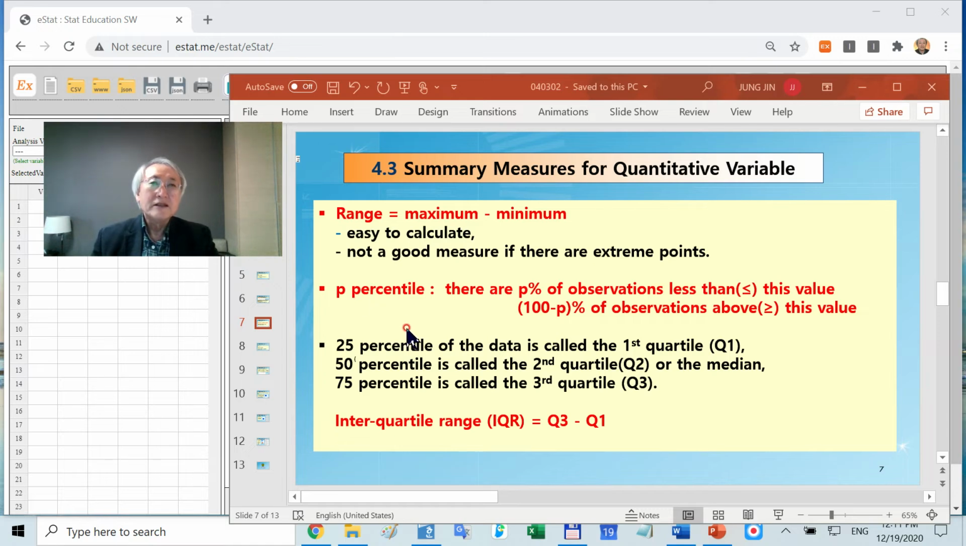It is simply, suppose you have data. You arrange it in order from the lowest to highest. Let's say if there are 100 data, approximately the 20th percentile implies the 20th data when you arrange it in order. Well, the 25th percentile implies the 25%. I mean, when you arrange the data in order, in case of 100 data, that's the 25th data.